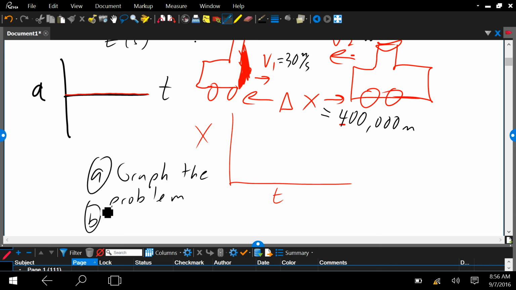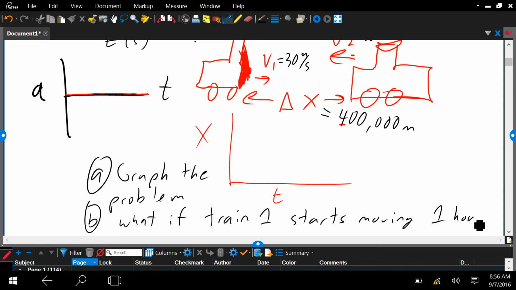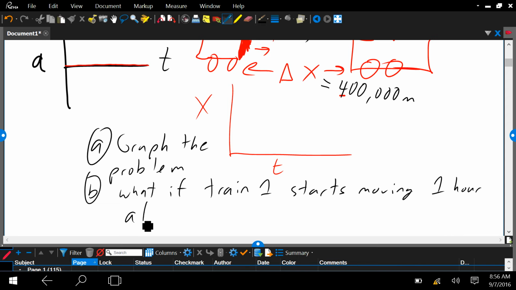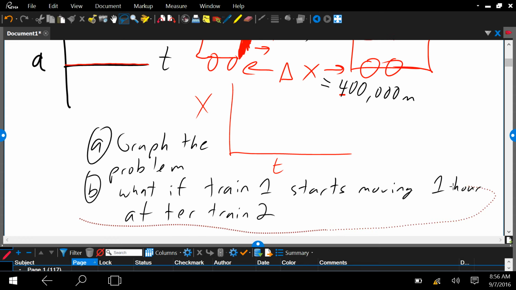Okay, then I want to ask the question: what if train 1 starts moving 1 hour after train 2? Is this like those algebra 2 problems? Yeah, this is definitely an algebra 2 kind of problem where we have to make a little chart. You don't have to make a chart. I would say if you are clever, you can do this without making charts and such.